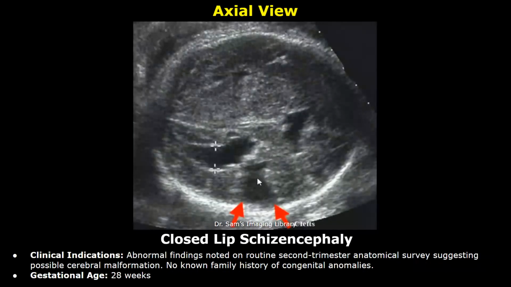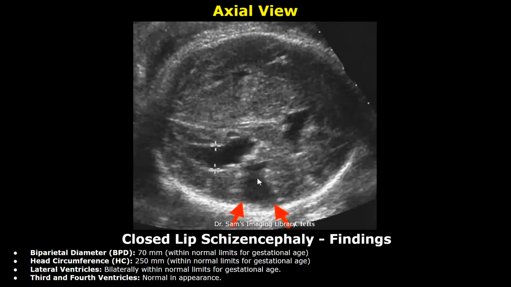This is a report for closed lip schizencephaly. Clinical indications: abnormal findings noted on routine second trimester anatomical survey, suggesting possible cerebral malformation. No known family history of congenital anomalies. Gestational age 28 weeks.